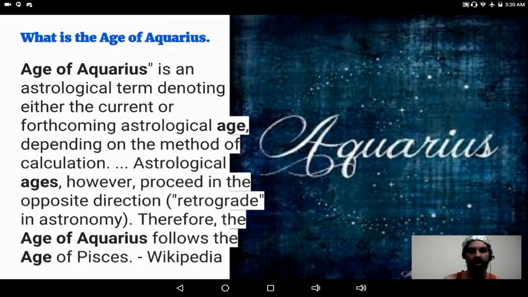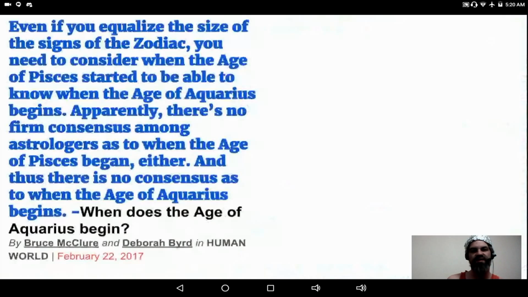Astrological ages, however, proceed in the opposite direction, or retrograde in astronomy. Therefore, the age of Aquarius follows the age of Pisces, and I got this information from Wikipedia. I like to give sources when I do my videos just so people can go back and verify everything I've said and where I got my information from.